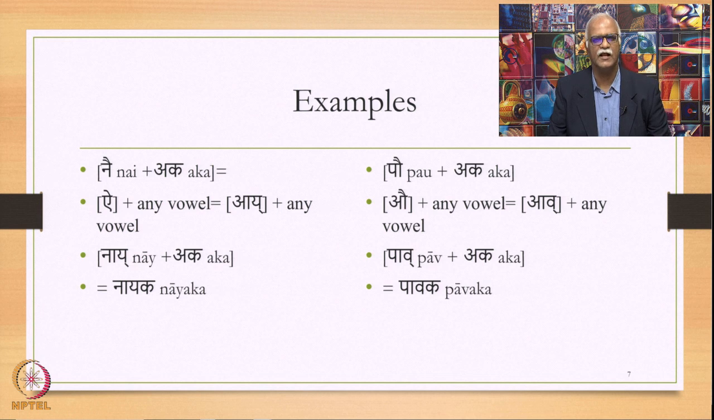Similarly, in the example pau plus aka, we once again omit all earlier stages of derivation, which we shall study later on. Right now we focus only on ecoyavayavah, and so we have pau plus aka, that is au followed by any vowel, here it is a. So au will be substituted by av, and the output would be av plus any vowel. Therefore, we will have pau plus aka substituted by pav plus aka, that is the output, and so we will get the word pavaka, one who purifies, the fire.